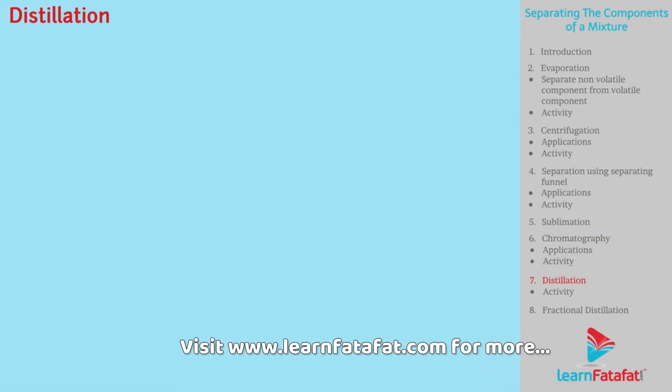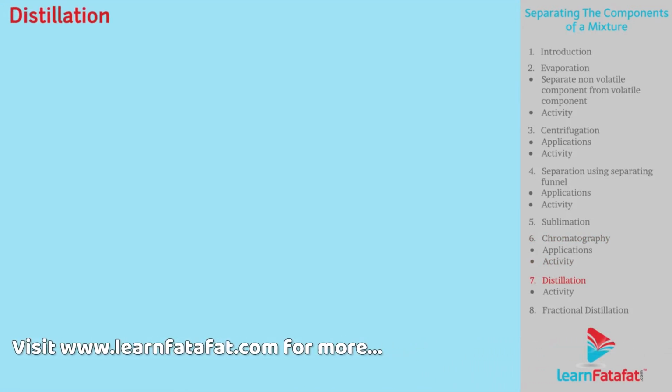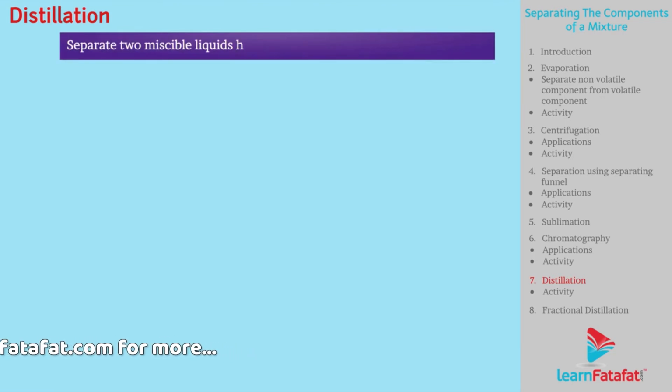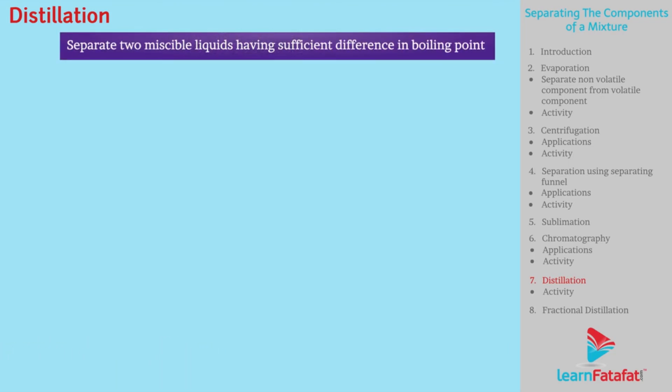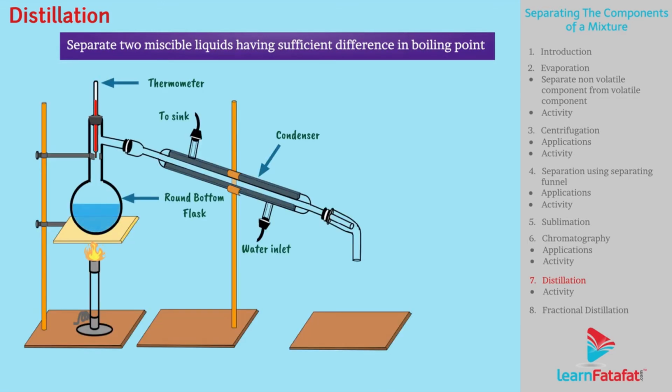Distillation. This process is used to separate two miscible liquids having a sufficient difference in boiling point. In the mixture, the liquid with the lower boiling point evaporates first, undergoes condensation and is collected in a container.